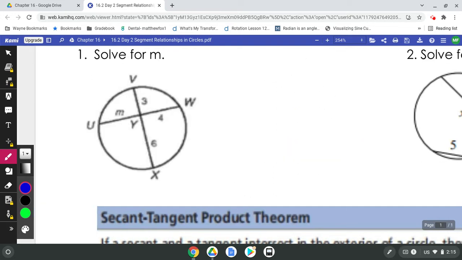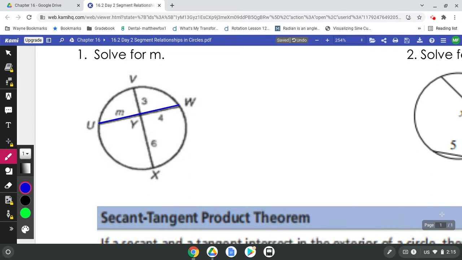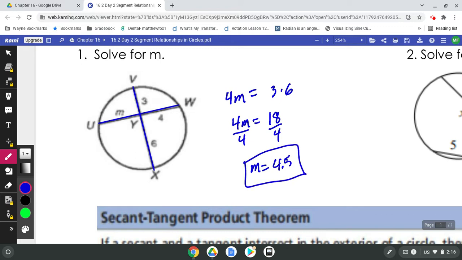Remember, if we are solving when two chords intersect for a missing part, we multiply the two parts of the first chord. So 3 times m, and so we'll get 3m. Oh, wait, I made a mistake. That 3 is part of the other one. So 4 times m, and then that will equal whatever this one is, which is 3 times 6. Now we know 3 times 6 is 18. We divide by 4, and m will equal 4.5. And we're done.